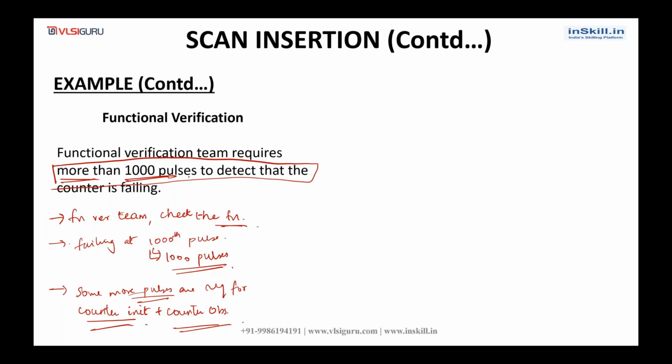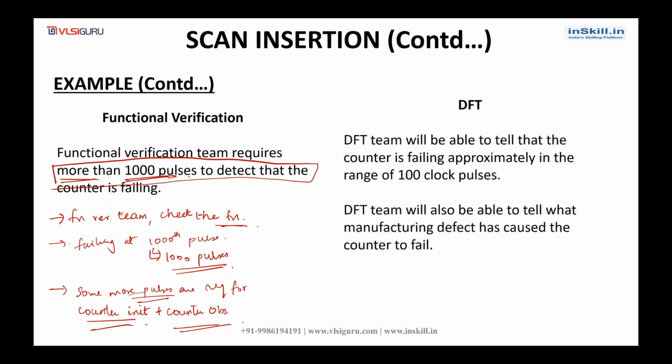Now the DFT team will be able to tell approximately, in the range of 100 clock pulses, that the counter is failing. It can be somewhere around 80, 90, 100, 150. So in the range of 100 clock pulses itself, the DFT team will be able to tell that the counter is failing, whereas the functional verification team requires more than 1000 pulses.